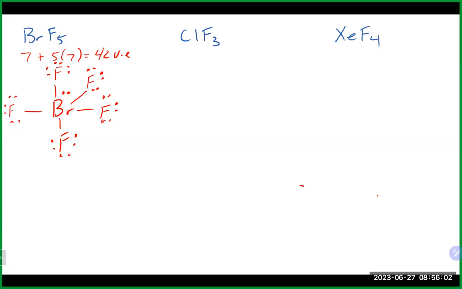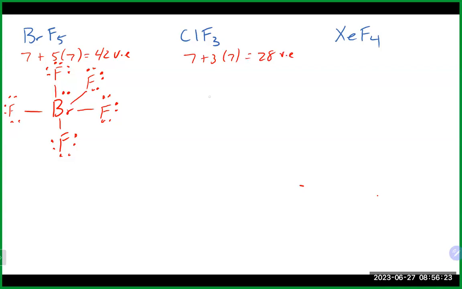Again, it is below sulfur on the periodic table, so it's able to do that. Any questions on that one there? Same thing, looking over here at the ClF3. So that's 7 plus 3 times 7. So that's 21, 28 valence electrons.